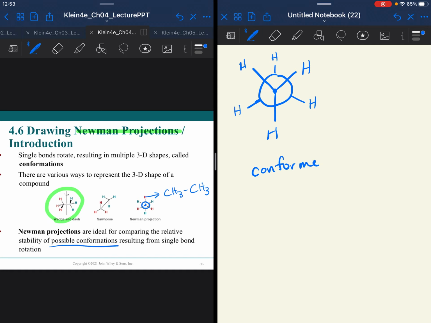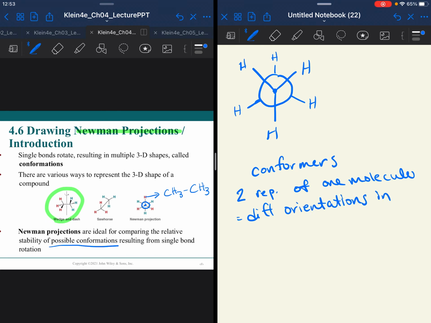You may see or hear the word conformers here. Conformers are not isomers. Conformers are two representations of one molecule, just different orientations in space. We're not reconnecting any atoms. Everything is still connected the same. There is an ability to move from one to the other. We're going to learn about stereoisomers in chapter 5, and that's a little bit different. Things are locked into place.